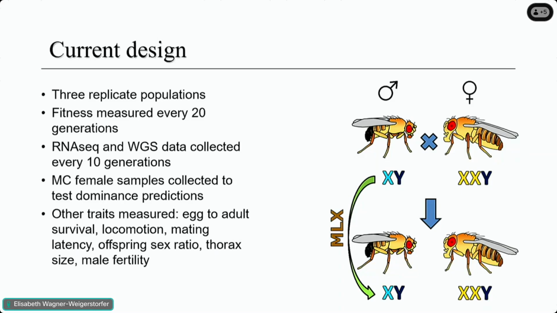A couple of these we had measured more than once, locomotion and mating in particular, but the results were qualitatively similar at the early generations compared to the later ones. So I'm only going to present the later one. And we terminated the experiment after about 70 generations.